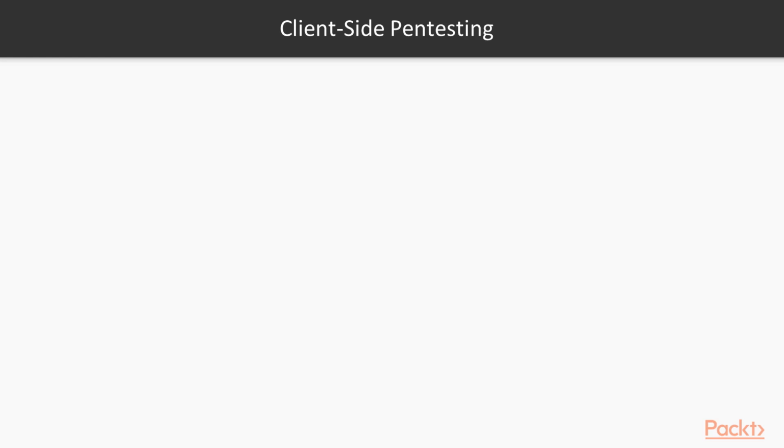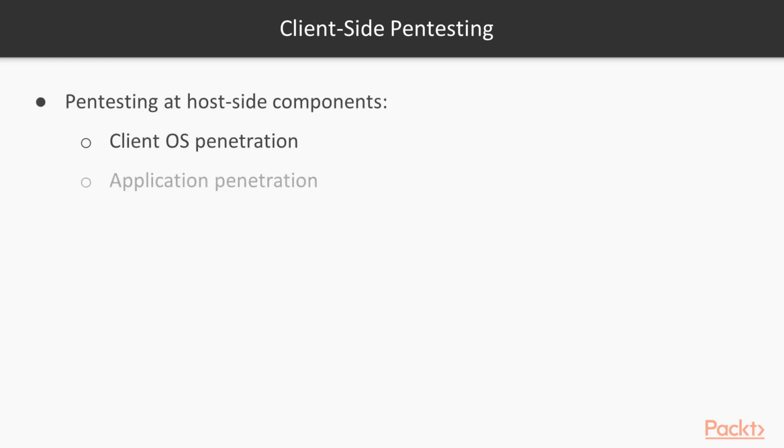Next is client-side pen testing. That's quite easy. For example, in an office space where all the employees are working, they are all clients. They have their operating systems. If pen testers try to exploit their operating system at the client side, that is considered client-side pen testing. And application pen testing: if applications or software are working on the client system and a pen tester tries to exploit that software, that is called application penetration testing.